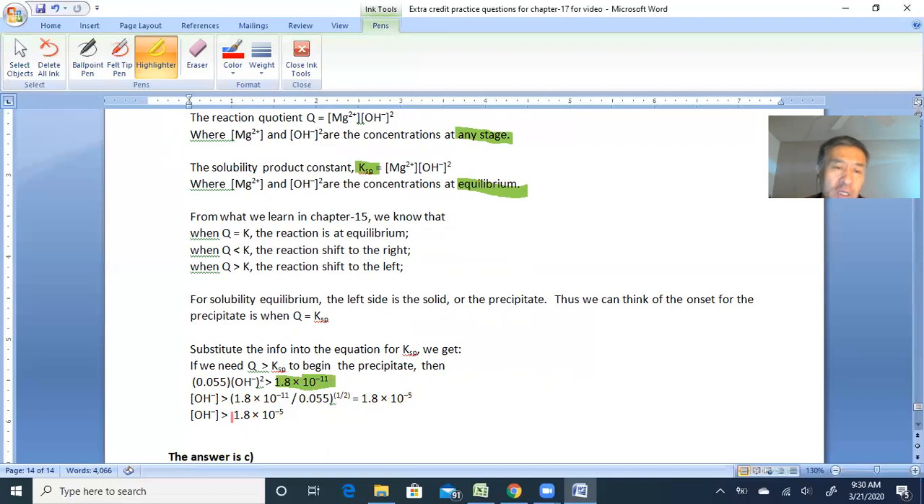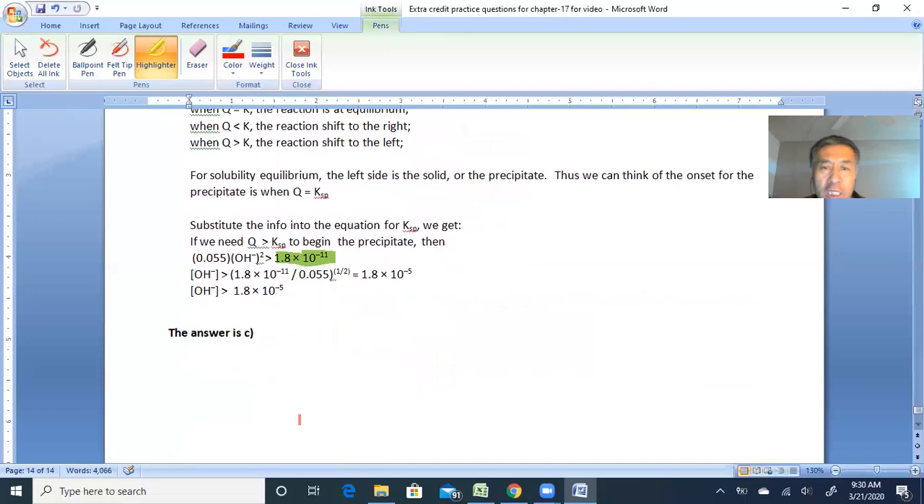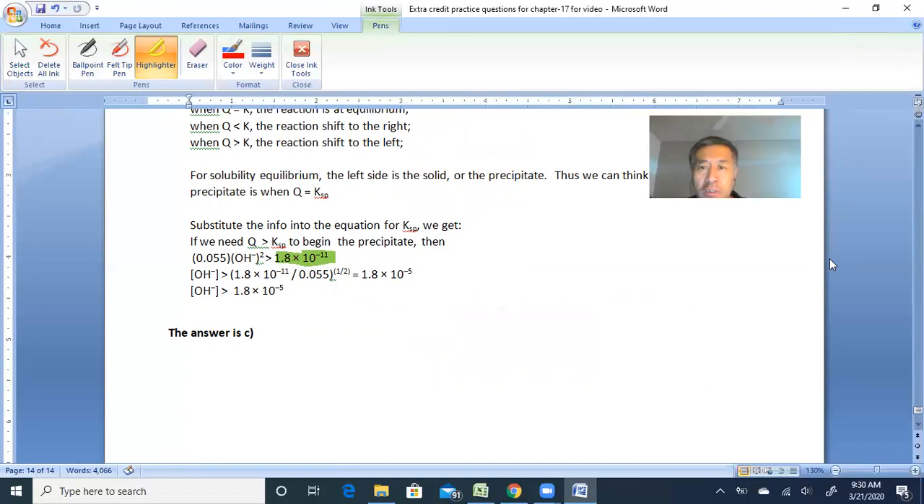So that means, to begin the precipitate, we need this much hydroxide. So the answer is C. Okay, so that's it for the practice questions for this chapter, chapter 17.